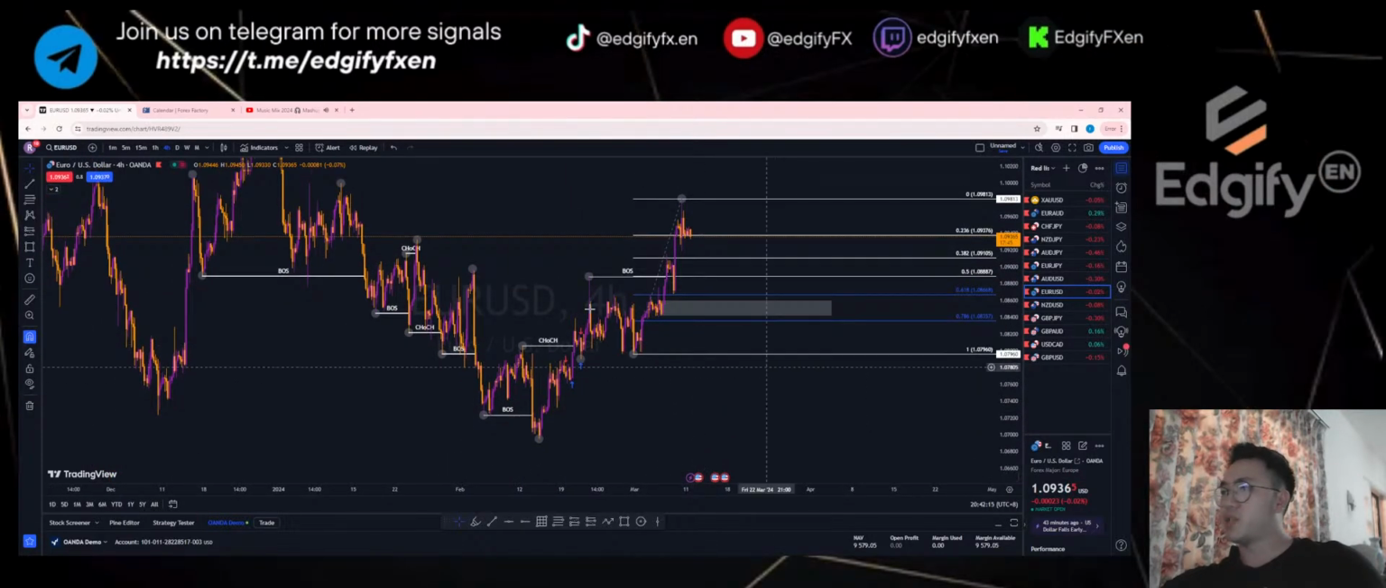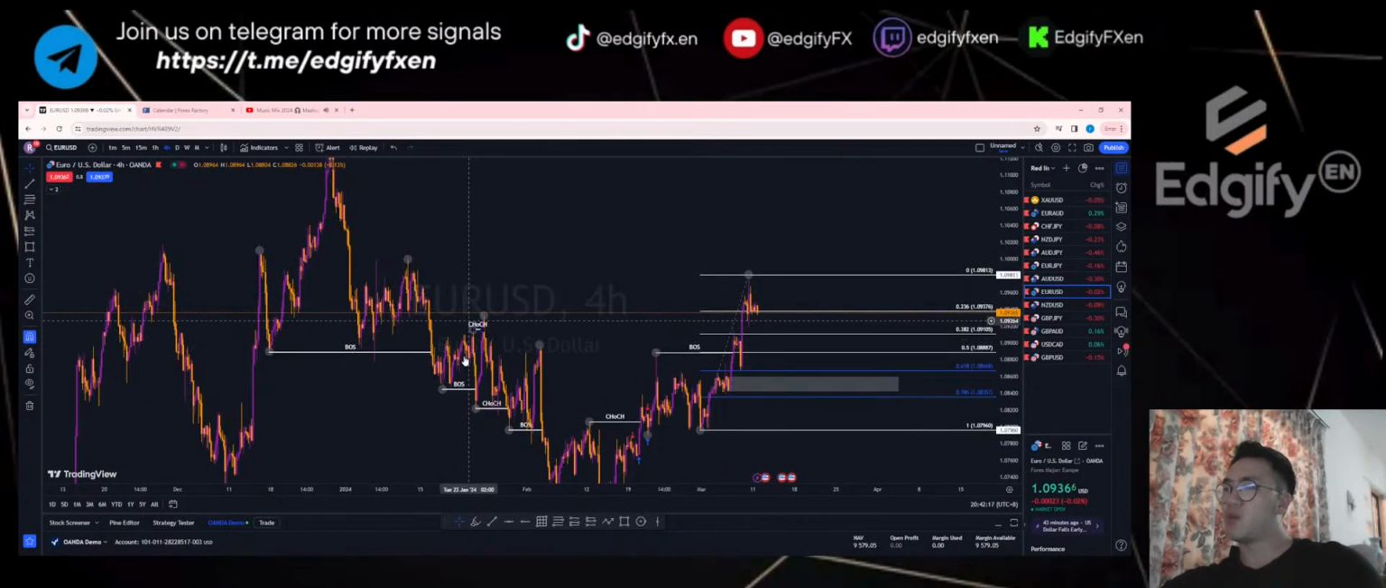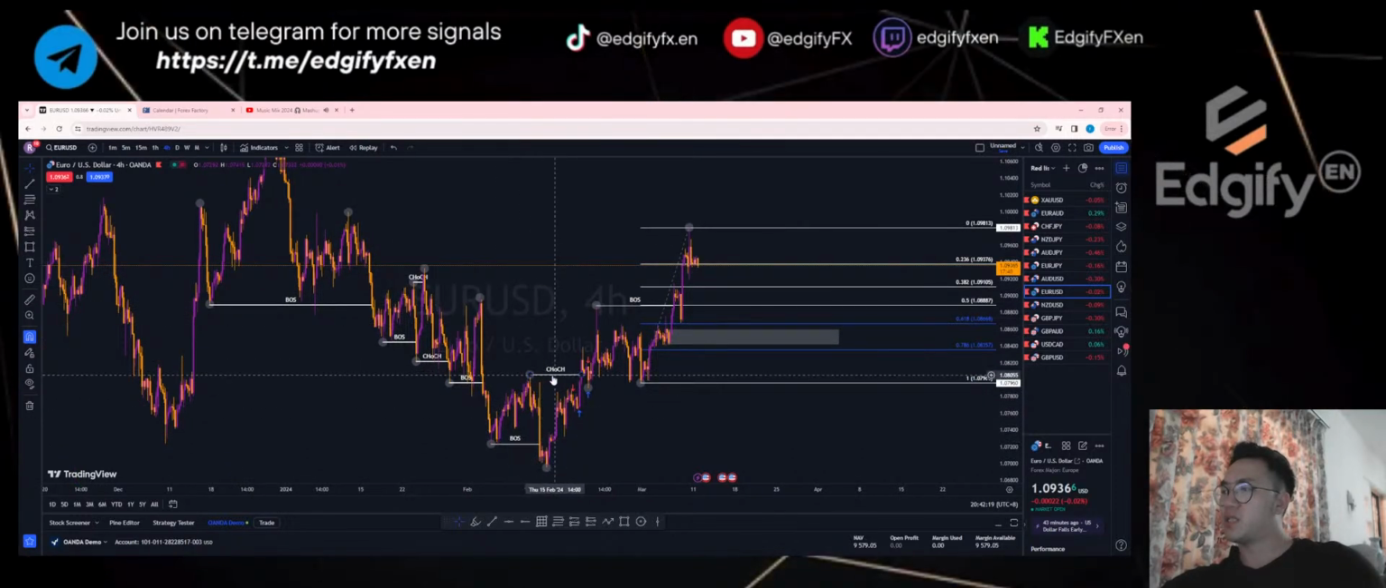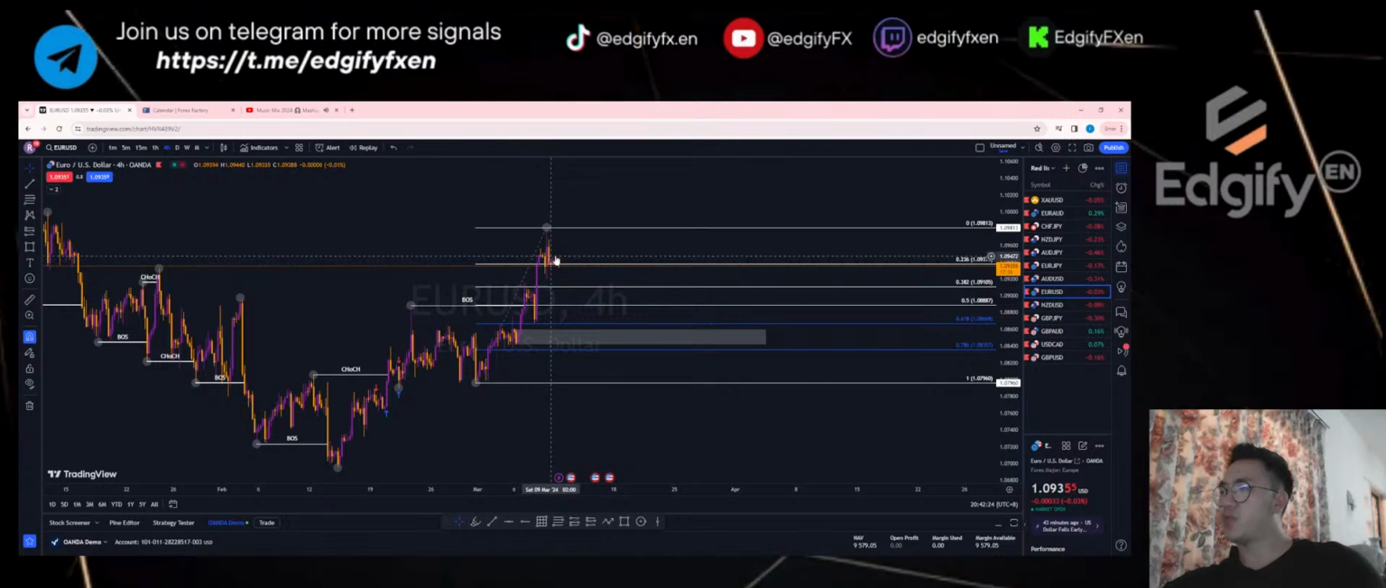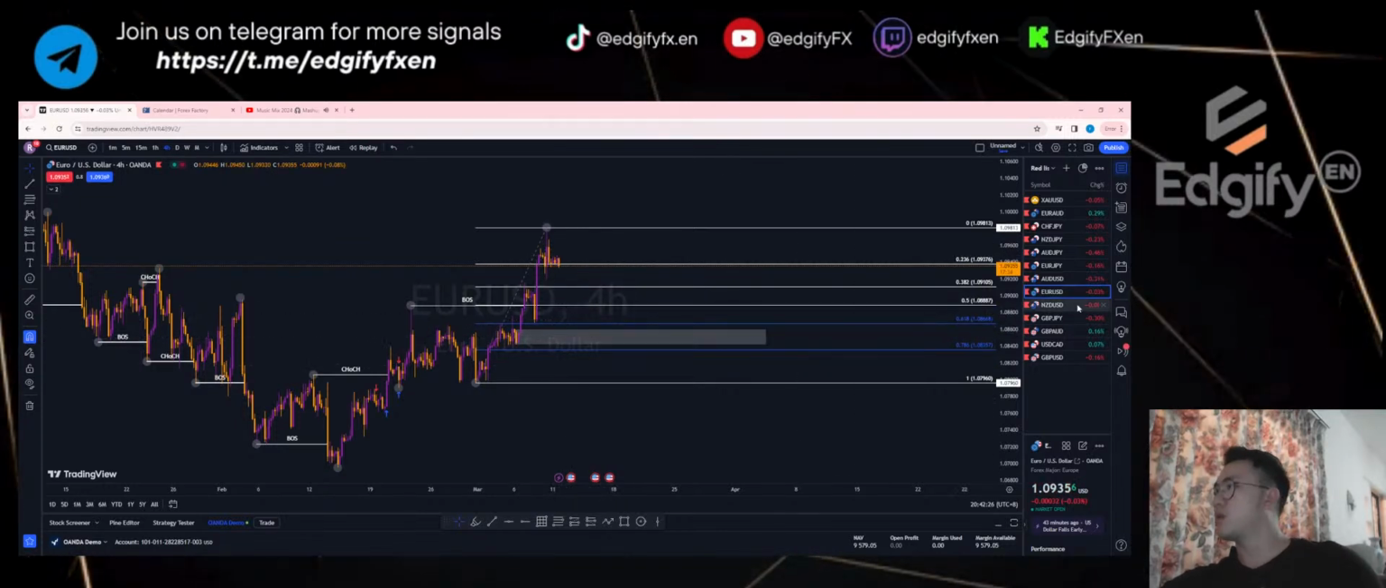Because if I'm looking at my chart here, we have this movement downwards, and then this level starts to change and move upwards. So I'll be looking for buys as soon as this price drops back below here.